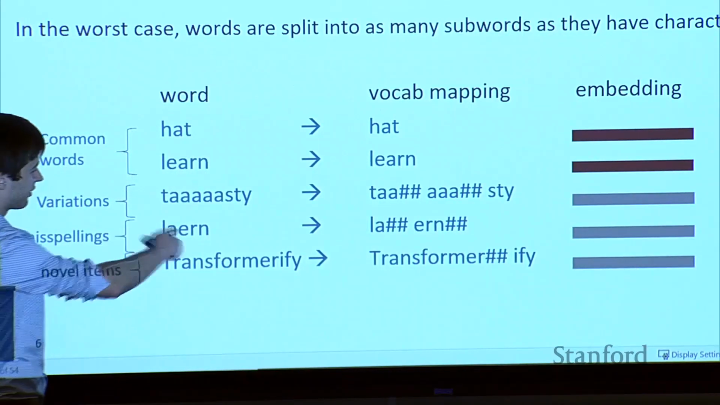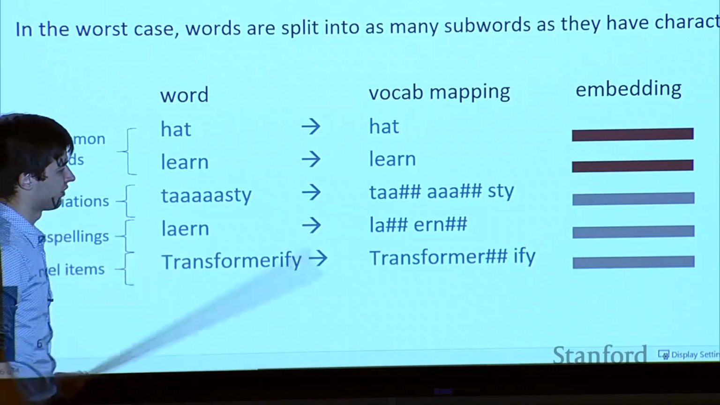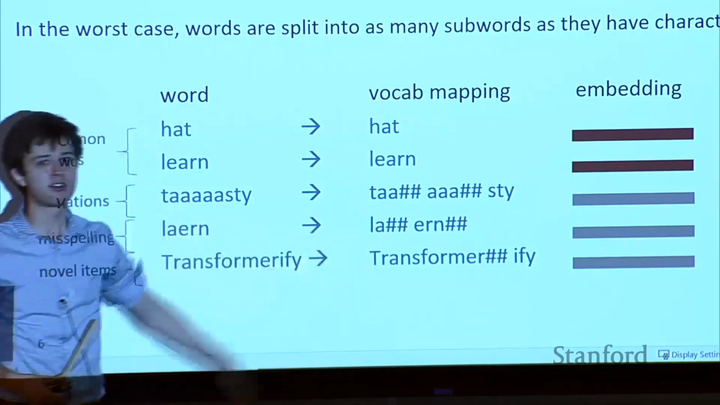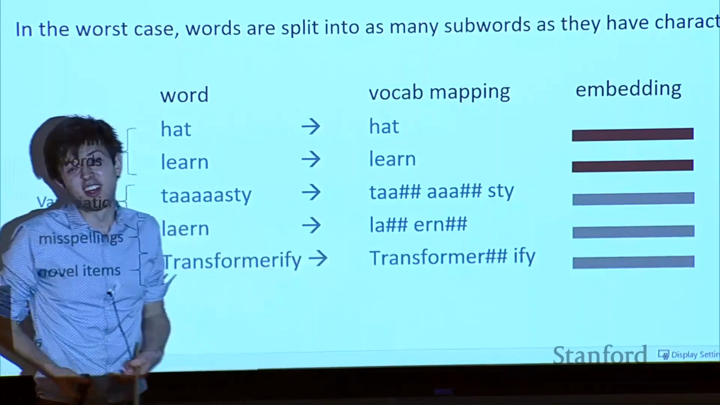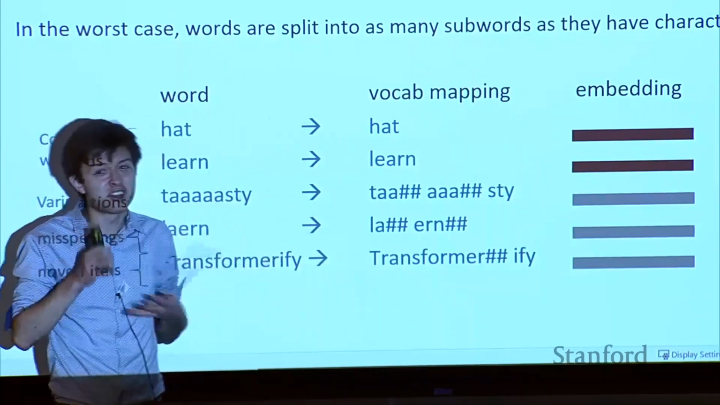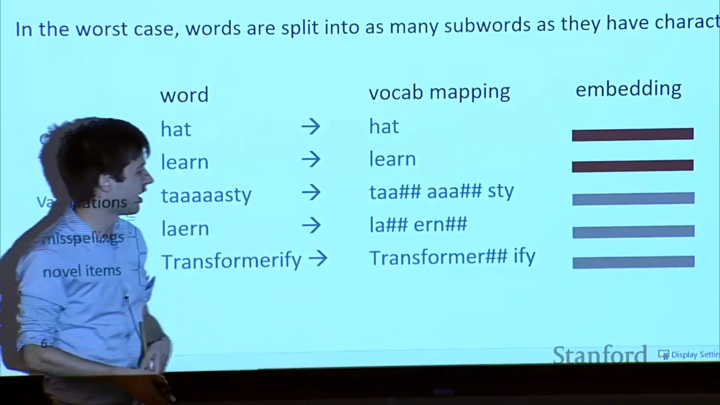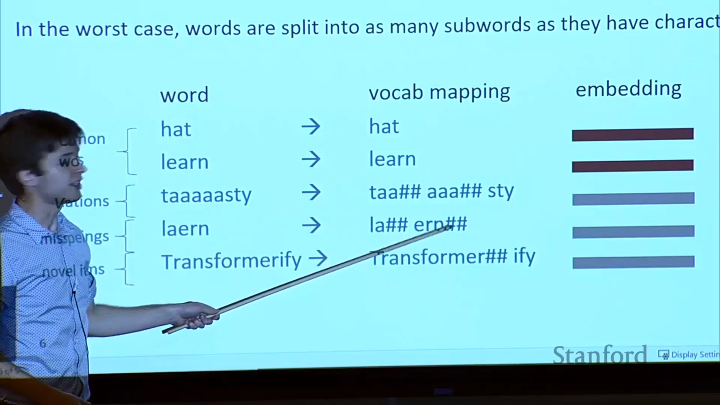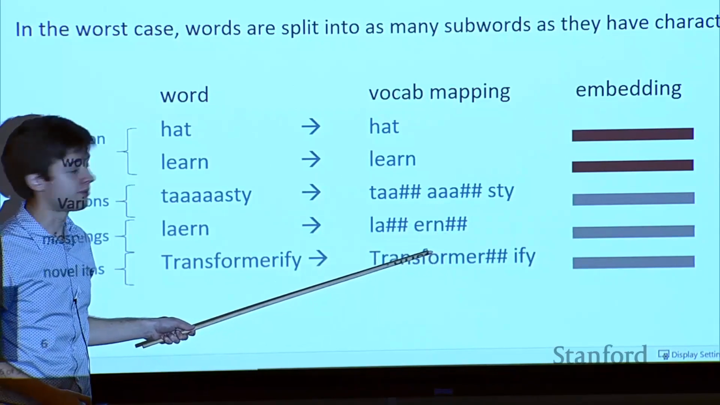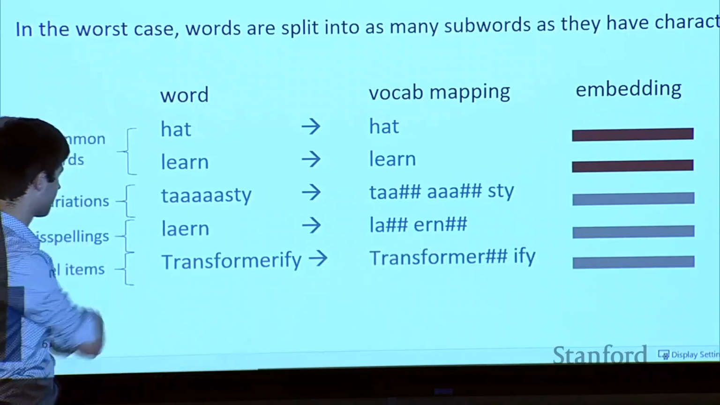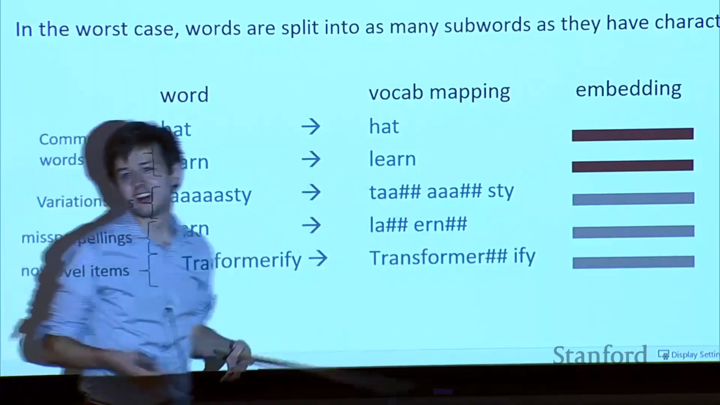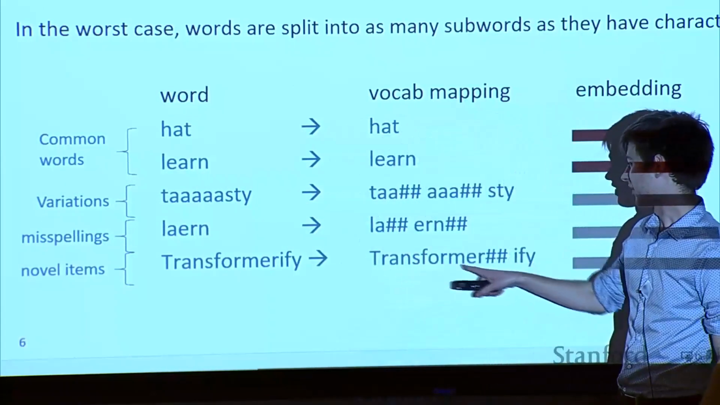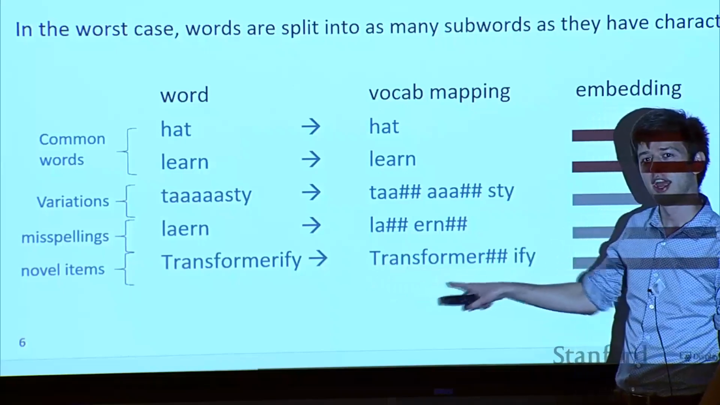So misspellings still pretty much mess you up. Now learn with this misspelling might be mapped to 2 subwords. But if you saw misspellings like this frequently enough, maybe you could learn to handle it. It still messes up the model though, but at the very least, it's not just an UNK. It seems clearly better than that. And then transformerify, maybe in the best case, this is sort of optimistic, you were able to say, ah, yes, this is transformer and ify.